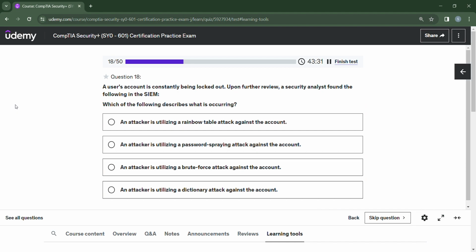A user's account is constantly being locked out. Upon further review, a security analyst found the following in the SIM. You can't see it, but because it's being constantly locked out, I'm going to say brute force.